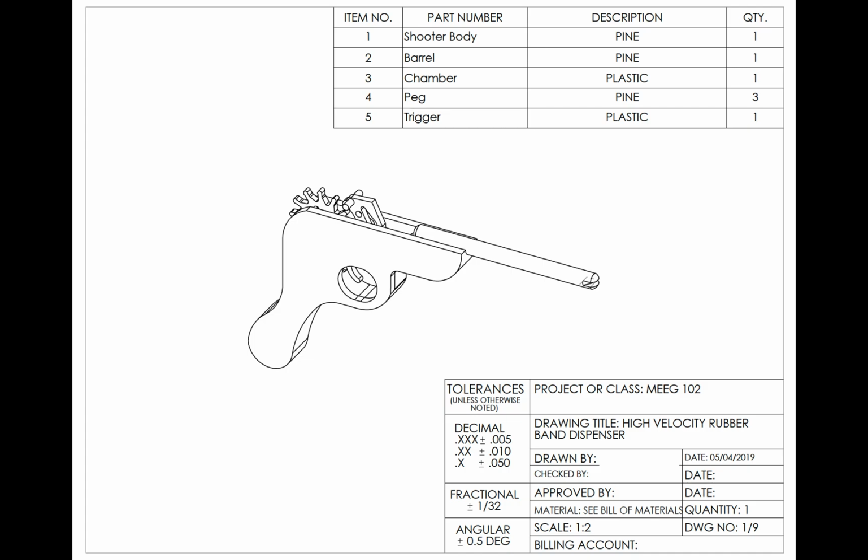I've got my parts table, but the one thing that's missing is I don't have call outs, right? So I don't have call outs that are saying, hey, 1 shooter body, right? 5 trigger is this guy, chamber is 3, right? So that would still be needed. Every single assembly drawing that you're putting up there needs to have those part call outs and the part table, okay?